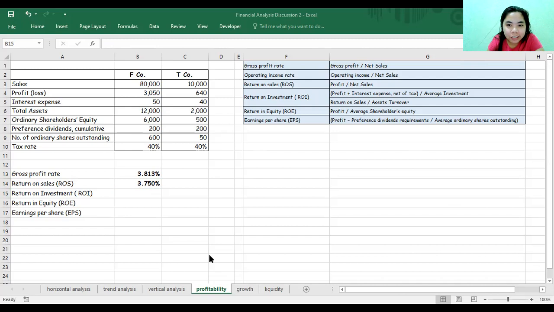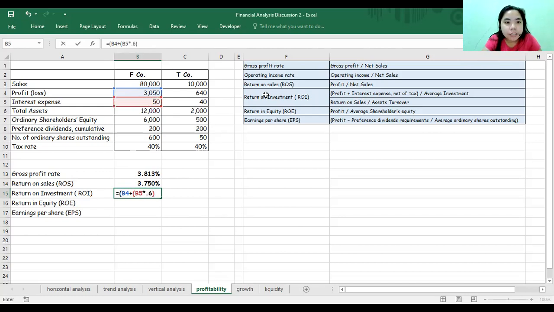Okay, so profit, return on investment. So 3,050 profit plus 3,050 plus interest expense. Interest expense of 50 net of tax. So net of tax, that would be 0.6.